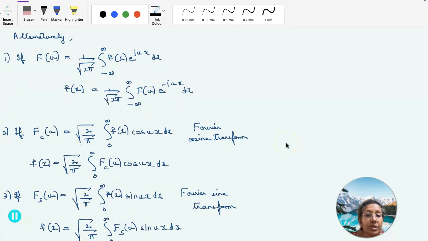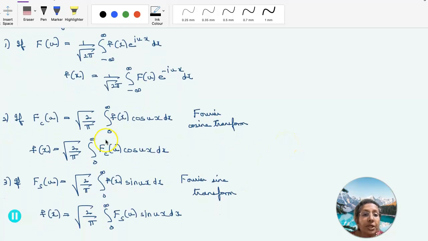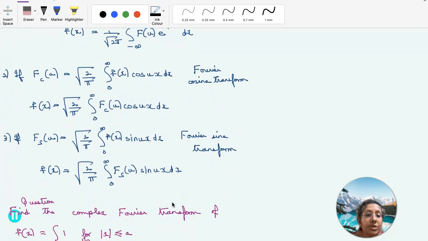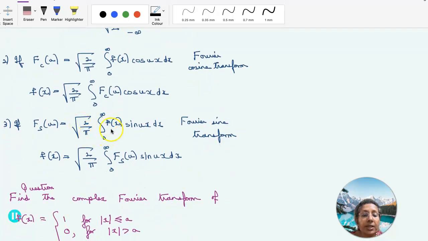Again, you have the Fourier cosine transform. That is, if f_c(u) is square root of 2 by pi integral 0 to infinity f(x) cos ux dx, then f(x) will be root 2 by pi integral 0 to infinity f_c(u) cos ux du. And again, there is one more point to remember. If f_s(u) is root 2 by pi integral 0 to infinity f(x) sin ux dx, this is the Fourier sine transform, then the inverse transform will be root 2 by pi integral 0 to infinity f_s(u) sin ux du.